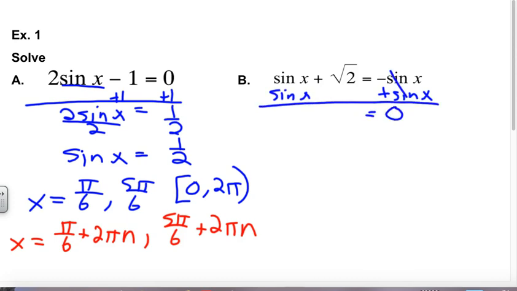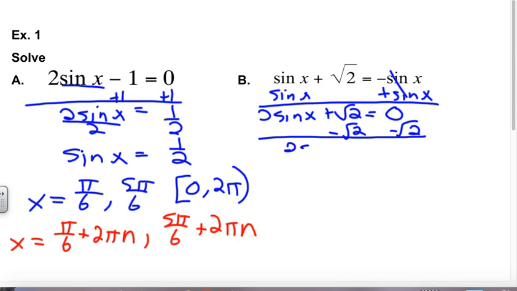So on the right now we have 0, everything's gone. On the left we have 2 sine x plus the square root of 2. So now we need to get sine x by itself, just like we did in the last one. Let's subtract square root of 2 from both sides. So we got 2 sine x equals negative square root of 2. Now we divide by 2. So sine x equals negative square root of 2 over 2.